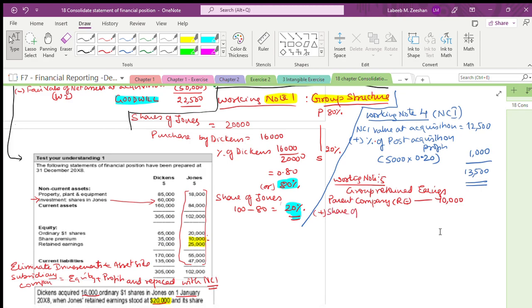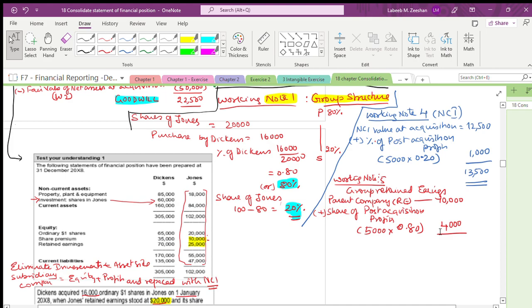Now, share of post acquisition profits. 5,000 into 0.80, 80%. How much will you get? 4,000. If you add it, it comes to 74,000.